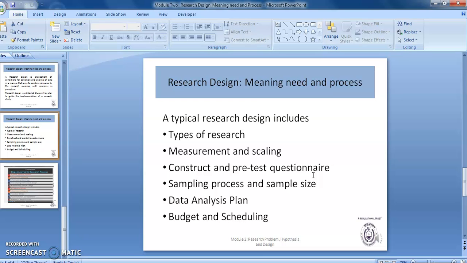So such constructs, when you design it, you will have to test the questionnaire, whether people are able to understand the question properly and able to answer it in the expected manner. Next comes the sampling process and sample size. Very important. If you have a population that is very huge and the sample is very minuscule, then the sample would not represent the population.